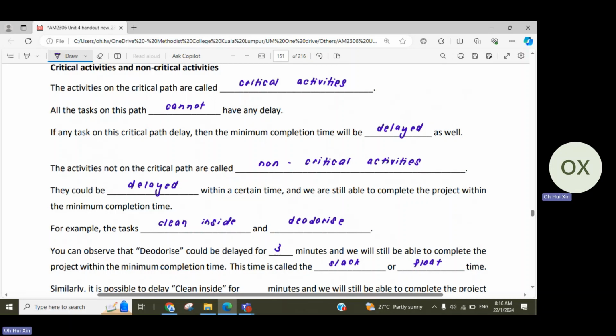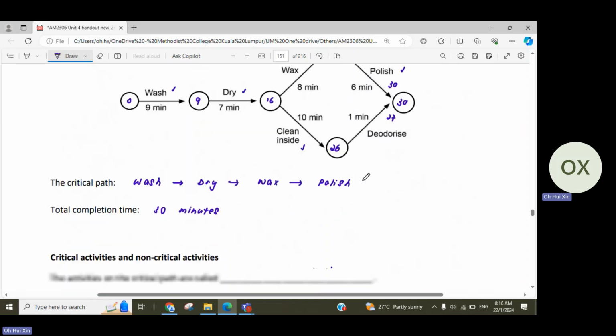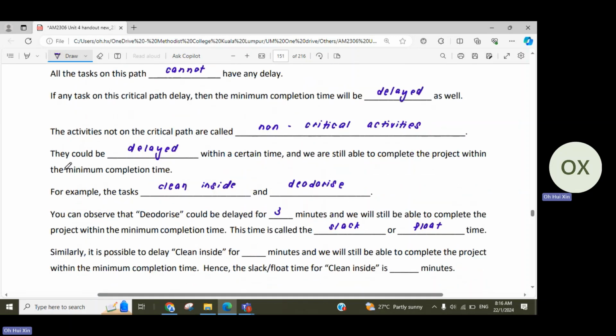Okay, but for now, this is what you try to understand first. Try to understand why they are non-critical activities and what is meant by you can delay within a certain time. For example, imagine that if deodorize takes 10 minutes, then you wouldn't be able to complete the project within your minimum completion time already, right? So if it takes 10 minutes, then you will get 36. So that's why we will always say that these are the activities that could be delayed within a certain time. It's not that you can delay as long as you want.